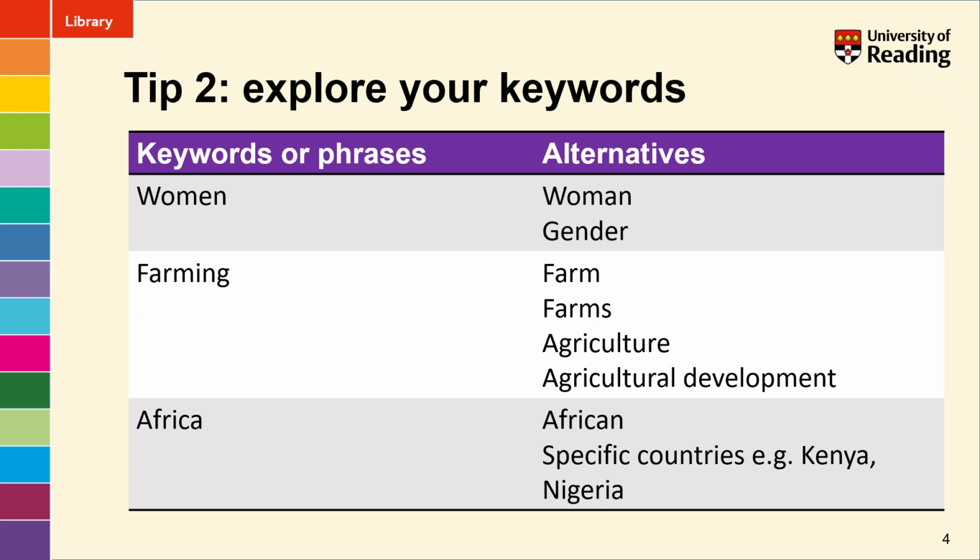I've thought more broadly as well, so I might want to include gender. For farming, I might want to include agriculture or the phrase agricultural development. And for Africa, maybe specific countries in Africa, but every topic is different.